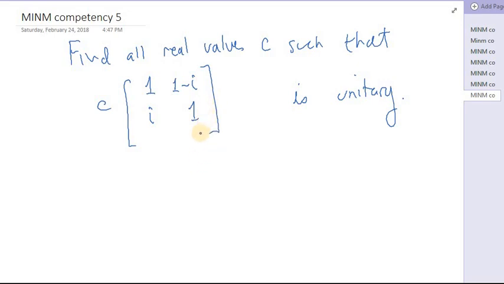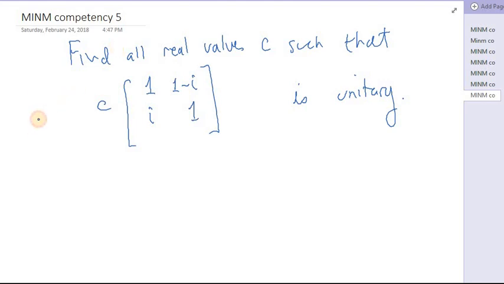All right, last problem in the series for MINM is this problem. Find all real values C such that C times 1 minus I1 is unitary. So remember the definition of unitary, and you'll need the definition of complex conjugate. So go ahead and pause and come back and we'll do the problem together.